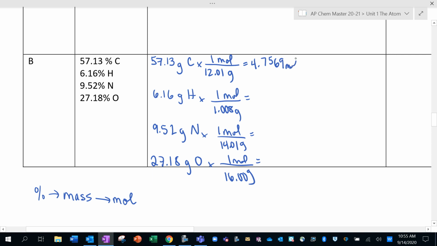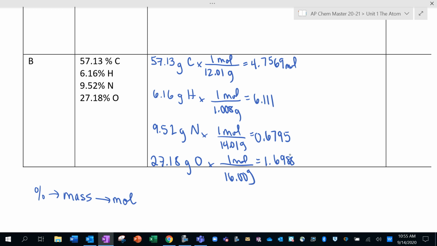4.7569 moles here. I get 6.111. I get 0.6795, and I get 1.6988. And a good rule of thumb with sig figs is you always wait and round until the very end. So I'm not going to round anything yet. I'm just going to hang on to all my digits for right now.